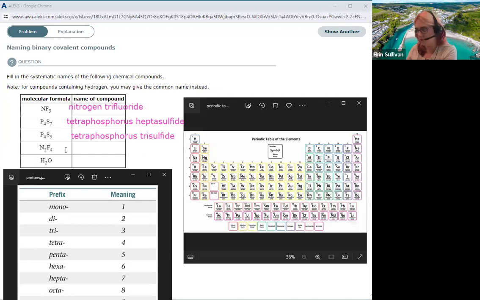N2F4 would be dinitrogen tetrafluoride. And then H2O. Oh, trying to trick us again. Water. Okay. Honestly, I think you guys could probably do that very quickly. This will probably be the easiest topic in the module, right?